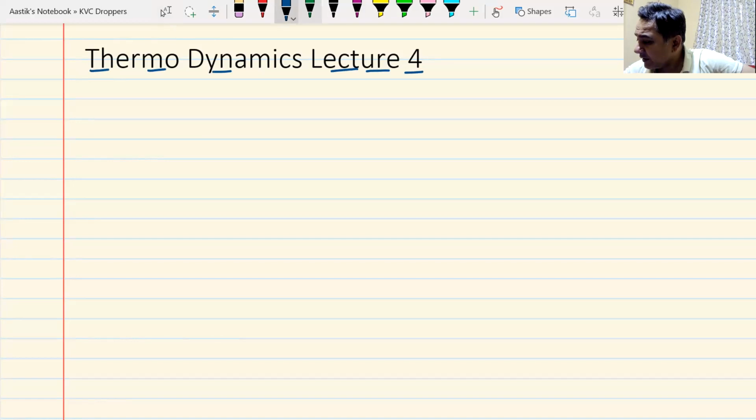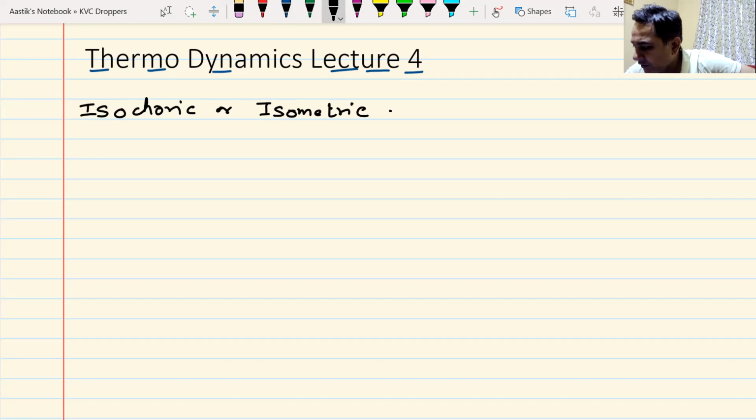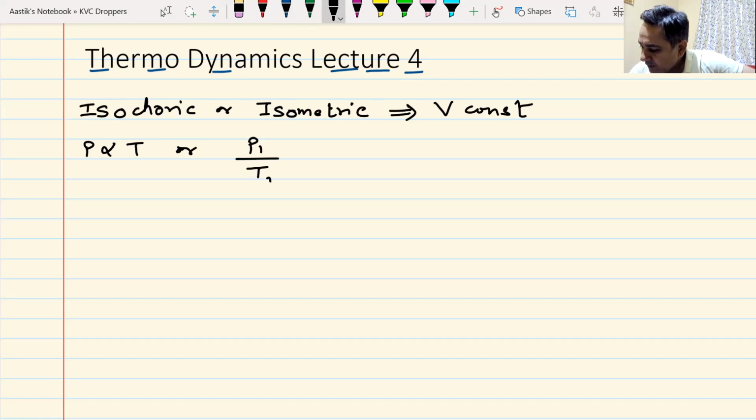Okay, let me give you a quick recap of what we had done. The first process that we had done was known as isochoric or isometric. In this process, the volume was constant. Pressure P was directly proportional to temperature, or I can say P1 by T1 is equal to P2 by T2. The work done in this process is zero. We have already seen that.